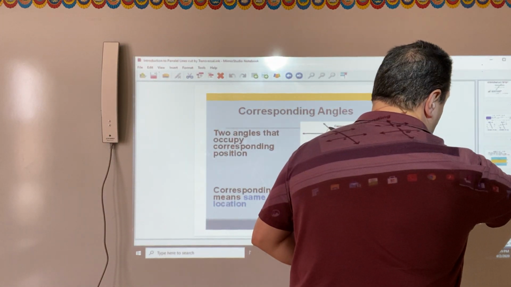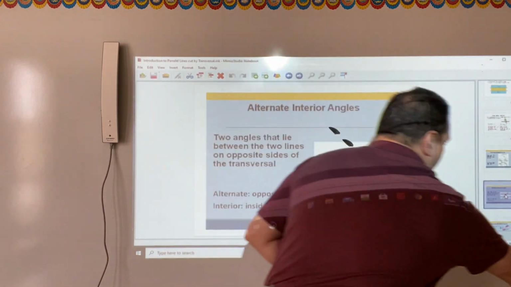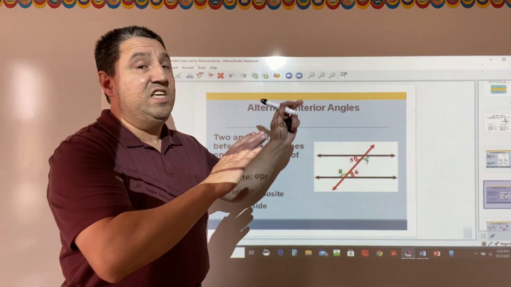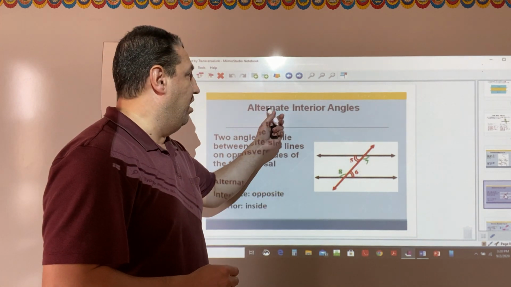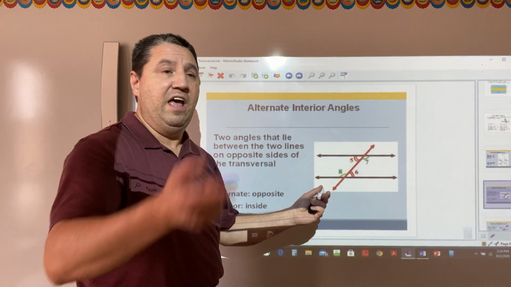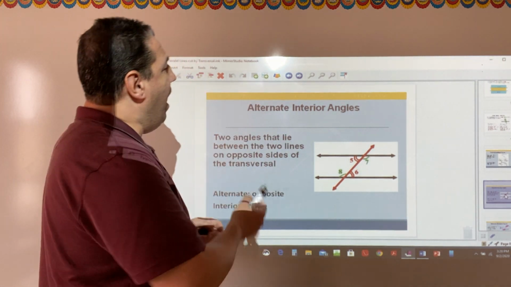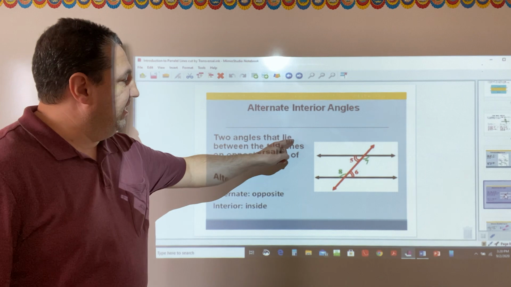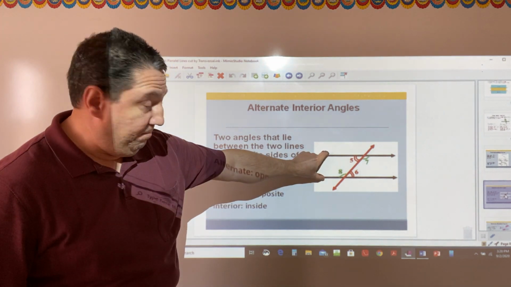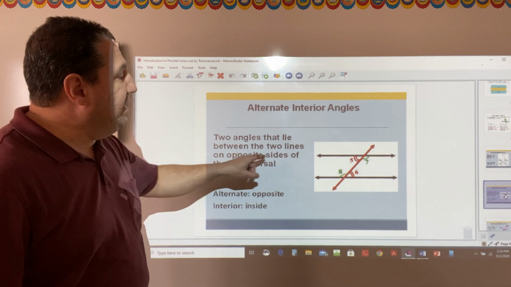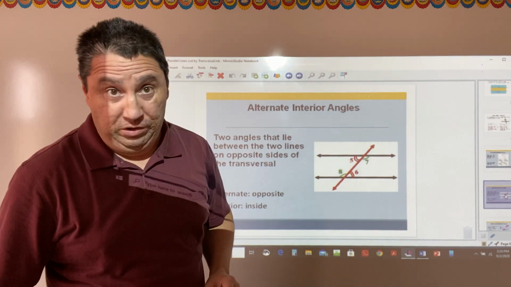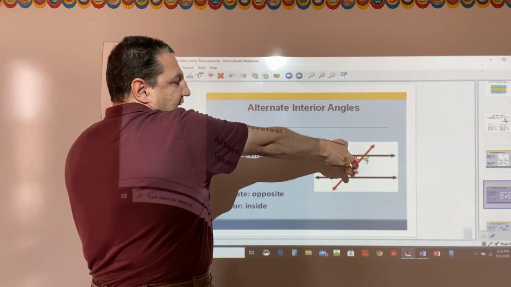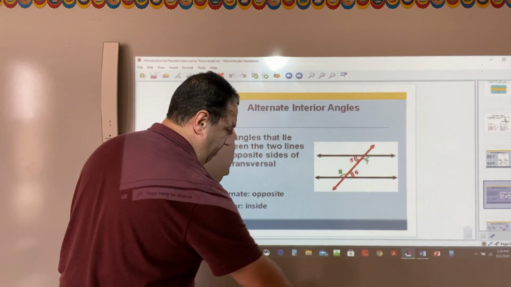Let's talk about alternate angles. In this case, we have two types of alternate angles: alternate interior, in this slide, and in the next slide, alternate exterior. Why do we call them alternate, and why interior? Two angles that lie between the two lines, on opposite sides of the transversal, are called alternate. And alternate interior, why? Because they are inside the parallel lines.